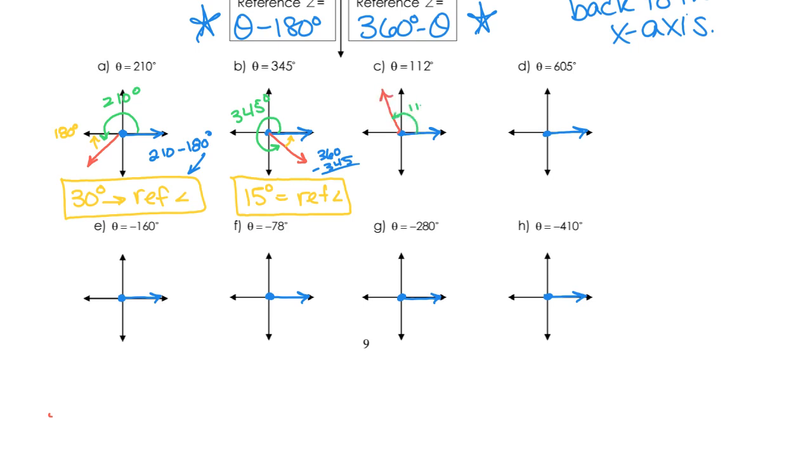This angle would be 112 degrees. They want to know the reference angle, so they want the quickest way back to the x-axis, and so that would be going down a few more degrees there to get back to the x-axis. All right, so I would have to travel 68 degrees to get there, and that would be my reference angle.